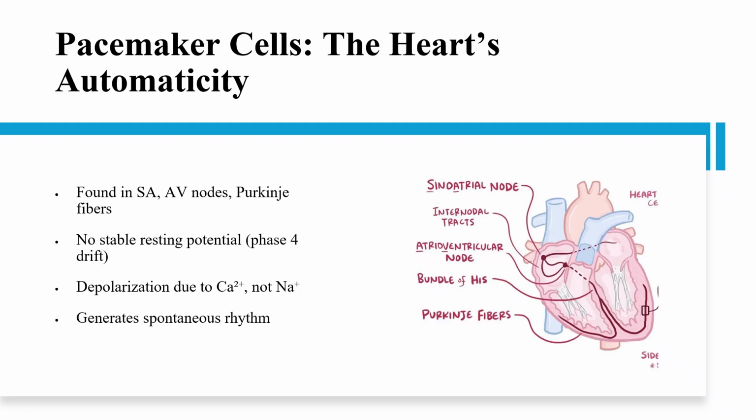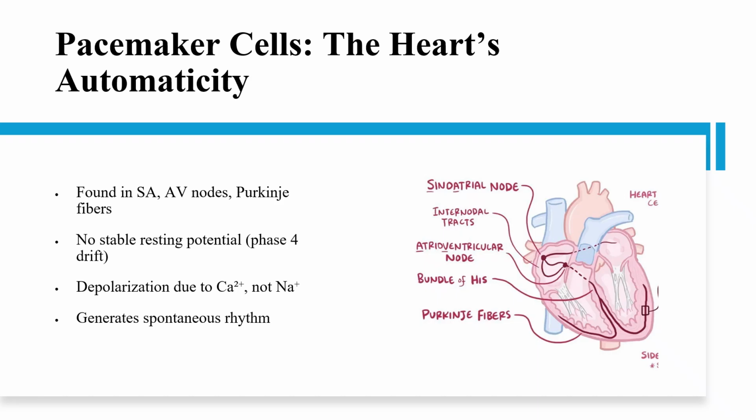What makes these cells different? First, they don't have a stable resting membrane potential. Instead, their membrane potential slowly drifts upward during what we call phase 4, depolarization of the pacemaker potential. This gradual depolarization is driven mainly by a special funny current carried by slow sodium and T-type calcium ion influx, along with reduced potassium ion efflux.